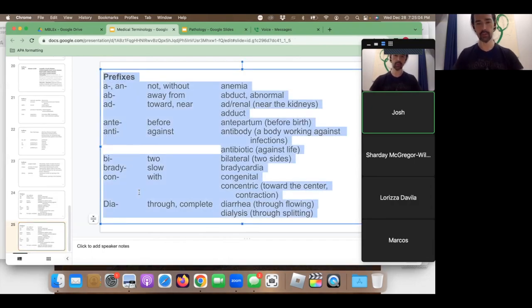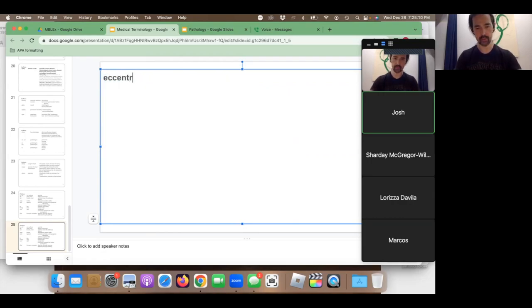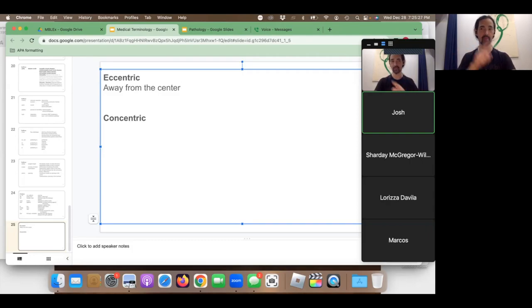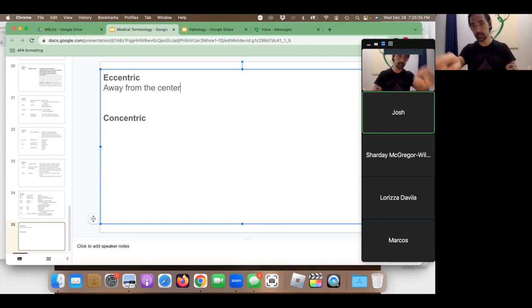All right, so the words eccentric and concentric. Eccentric means away from the center, especially if a movement is centripetal or round. So concentric, hopefully you can see this because I'm drawing in the air. Concentric goes around and the circles get smaller with each pass and the line starts to move toward the center.